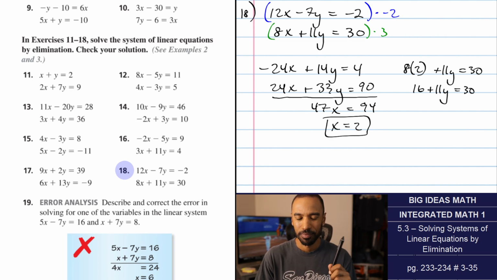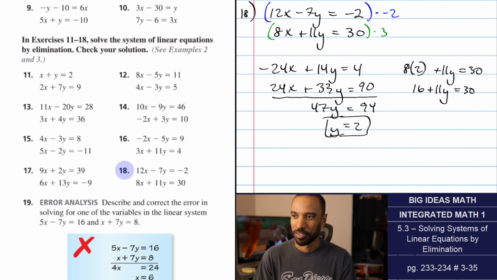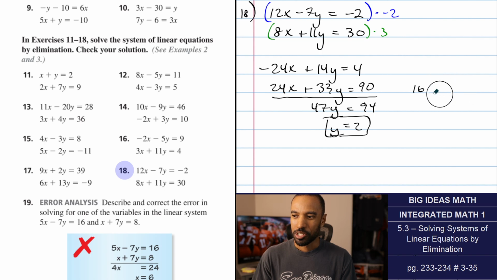Hold on. Why? Oh my goodness. That happened. All right. y equals 2. Let's do that all over again. Now we solve for x.